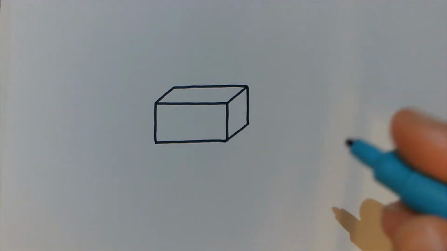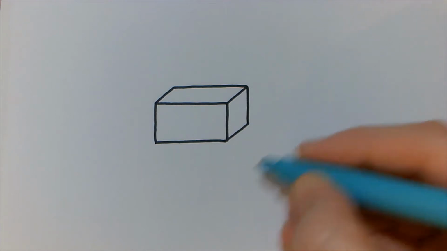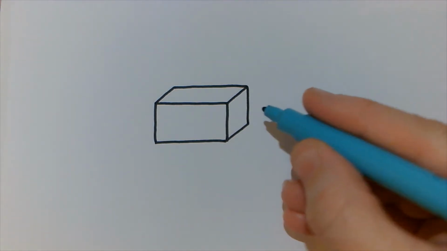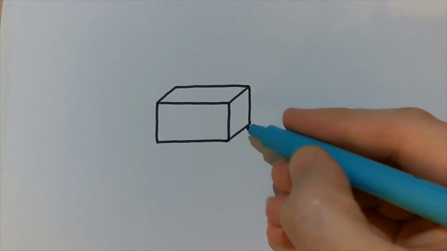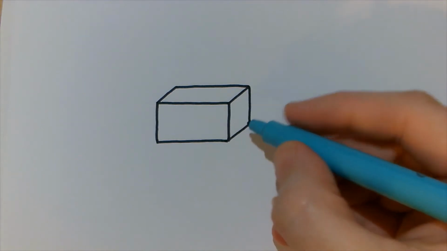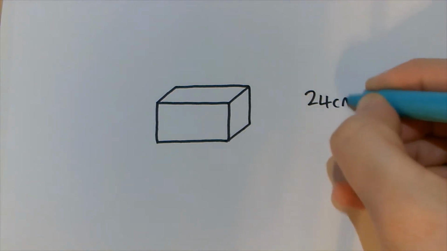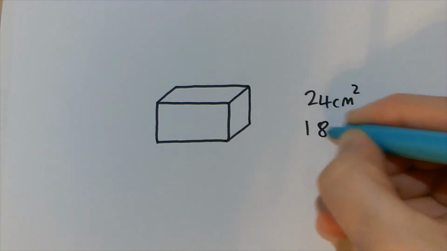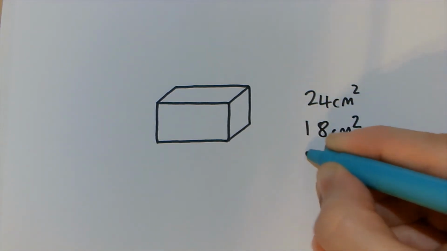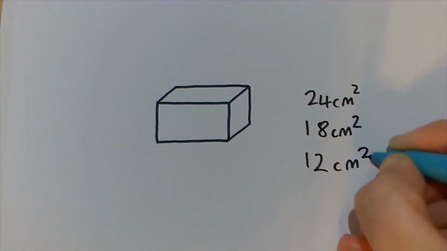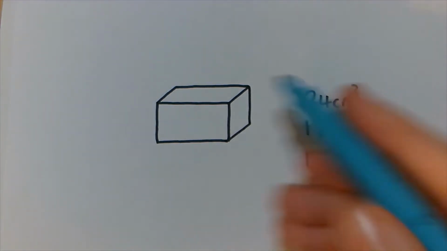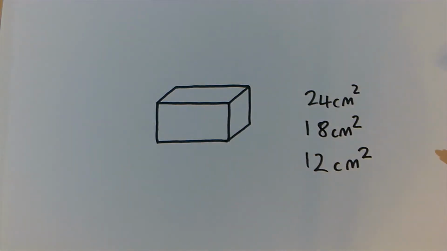Okay, so for this problem, you're going to need to figure out a few things before you get your final answer. So here is a cuboid. The areas of three of the faces are 24 centimeters squared, 18 centimeters squared, and 12 centimeters squared. I want you to tell me what's the volume of the cuboid.